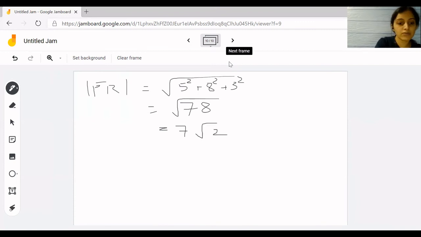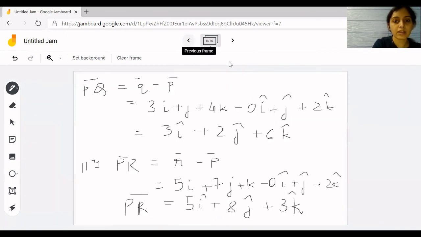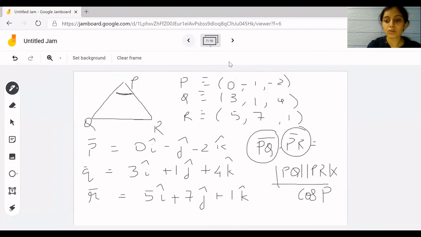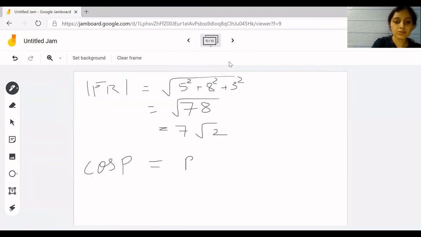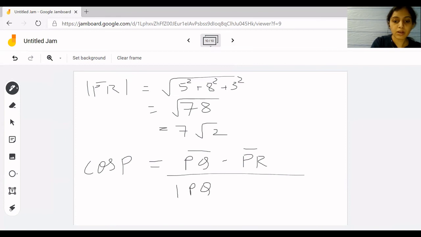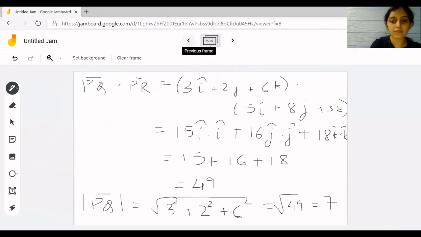Now using the formula, we are going to find cos P. From where did I get the cos P formula? I'll just go back and show that to you. You can see cos P over here is the dot product upon the magnitudes. So we will have cos P equal to PQ bar dot PR bar divided by the magnitude of PQ bar into the magnitude of PR bar. What is PQ bar dot PR bar?